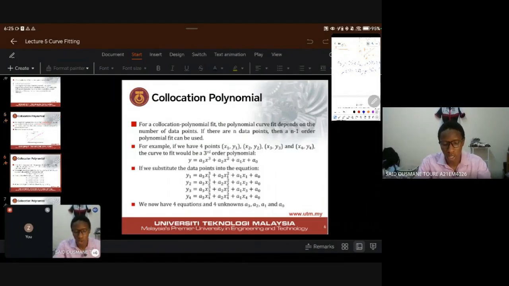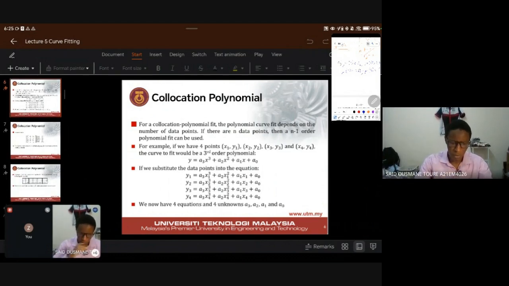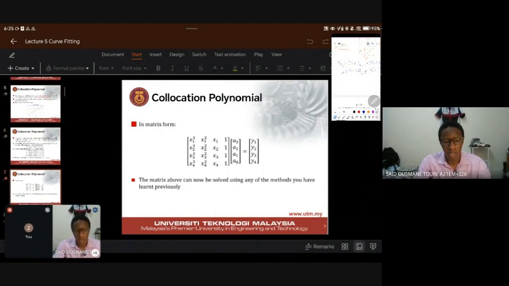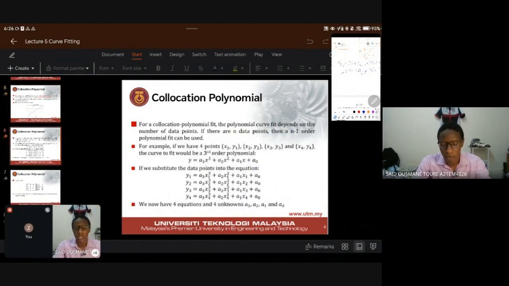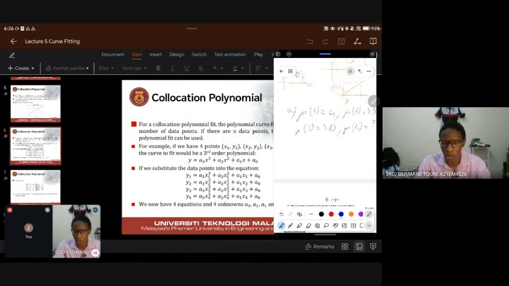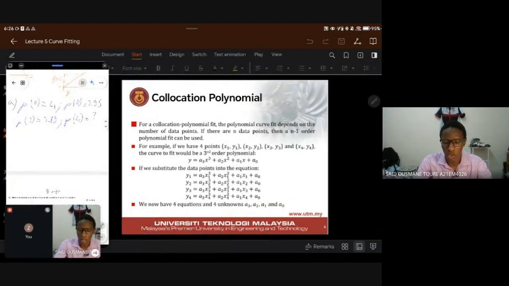For collocation polynomial, it depends. You have multiple orders. Whether it is ax plus b, ax squared plus bx plus c, etc. And so here, what collocation polynomial does is basically it takes the values x1, y1, which is here rho of 0 equals 4, x2, y2, which is rho of 2 equals 3.95, x3, y3, which is rho of 3 equals 3.89. From these, it derives.